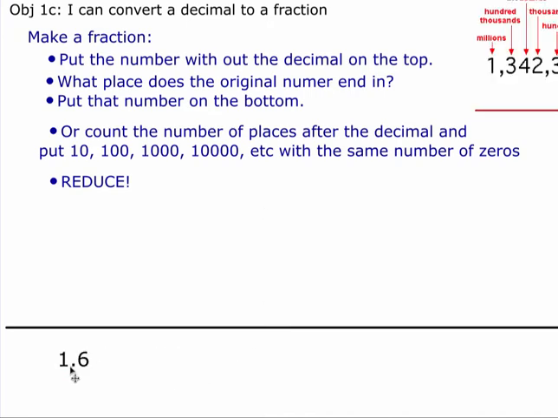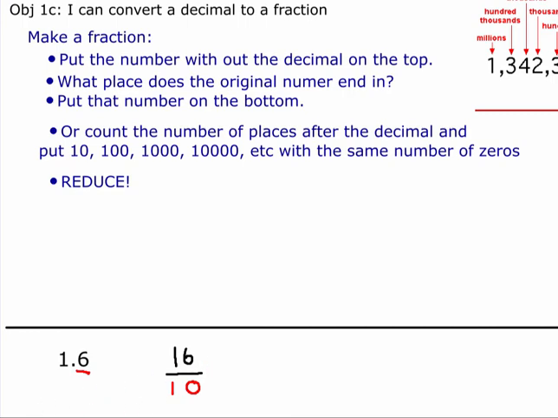Okay, let's try one more. Now we have a number to the left of the decimal point, but we're still going to follow these steps here. So let's go ahead and write 16 at the top. And then how many numbers do I have after the decimal point? I have 1 number, so that means I'm going to put 1 0, just like that. And then it's just a matter of reducing.